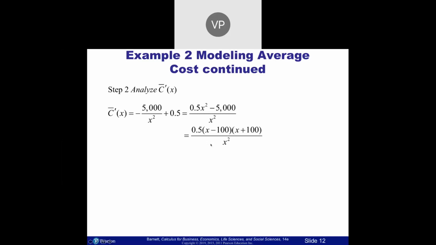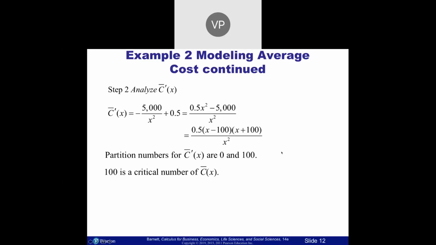It didn't matter. But we want to check the domain, so we can't get 0. Well, that's not a big surprise because we already knew 0 didn't exist. We also want to set this equal to 0. So when you set it equal to 0, a couple things happen here. We have our partition number at 0. Set each factor on the top equal to 0. We get x equals 100 and x equals negative 100. Well, we throw out the negative 100 because we already said we can't have negative numbers. So my partitions are 0 and 100.